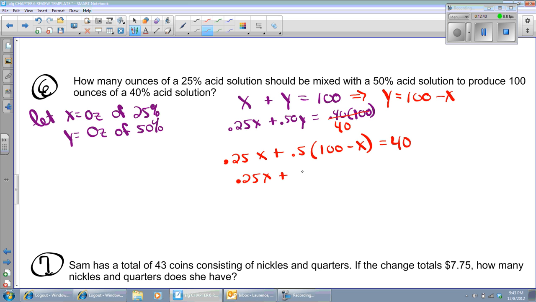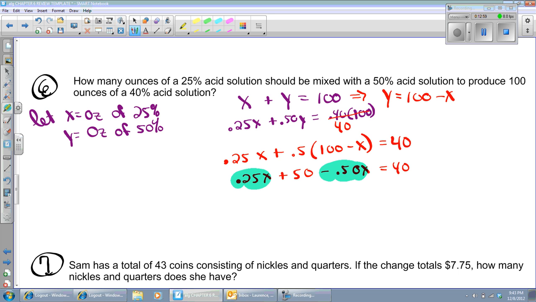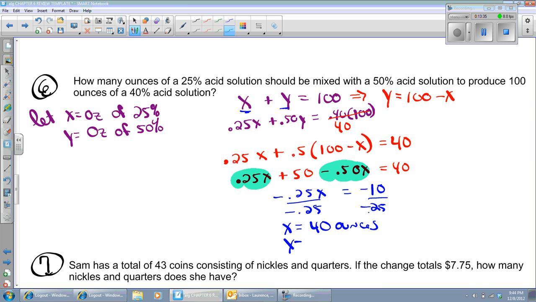0.25x plus 50 minus 0.50x equals 40. I'm going to combine my like terms, which are here and here, but then I'm also going to subtract 50 at the same time. And when I do that, I'm going to end up with a negative 0.25x equal negative 10. And then divide by negative 0.25, and that's going to be the same as x is going to equal 40 ounces. Now if x is 40, then y must be 60, so y is going to equal 60 ounces.